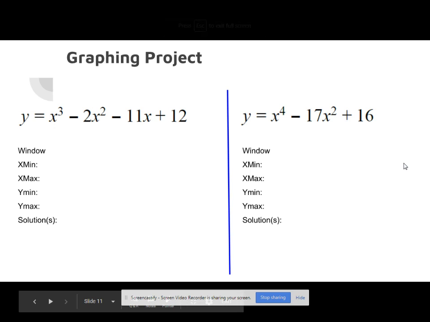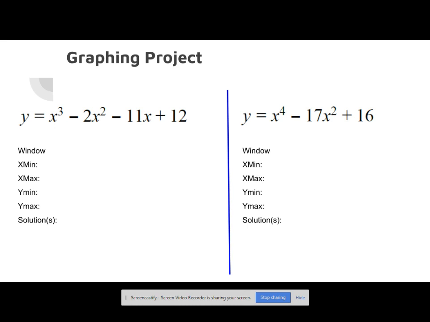The project for this chapter is, again, about using technology for graphing. We're looking in this chapter at finding solutions to quadratics and other higher degree polynomials. And so we're going to use graphing technology to help us solve some of these problems too. So this is what we're looking at. This is what your project is going to look like too.